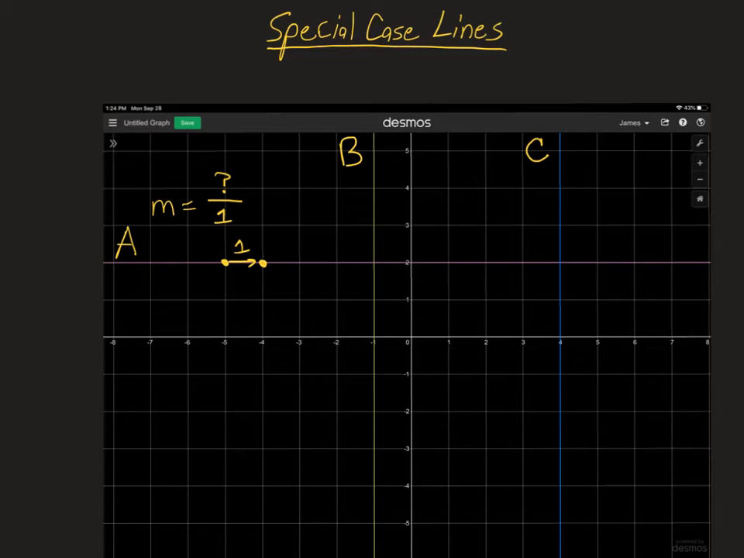And really, it's not a question mark. If I didn't move up or down at all, then it would be a 0. And so I end up with a slope with 0 over 1, which is actually just going to become 0. And it kills my slope. It makes my equation look different. So I'm going to show you how we write this.